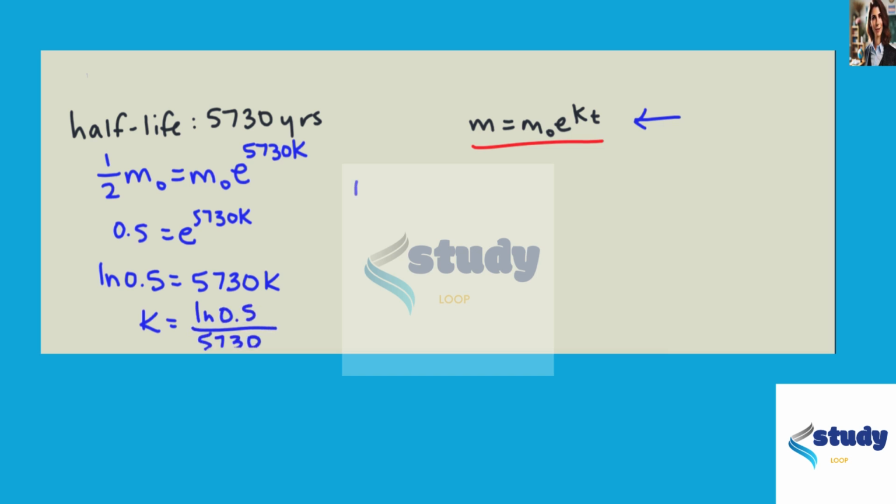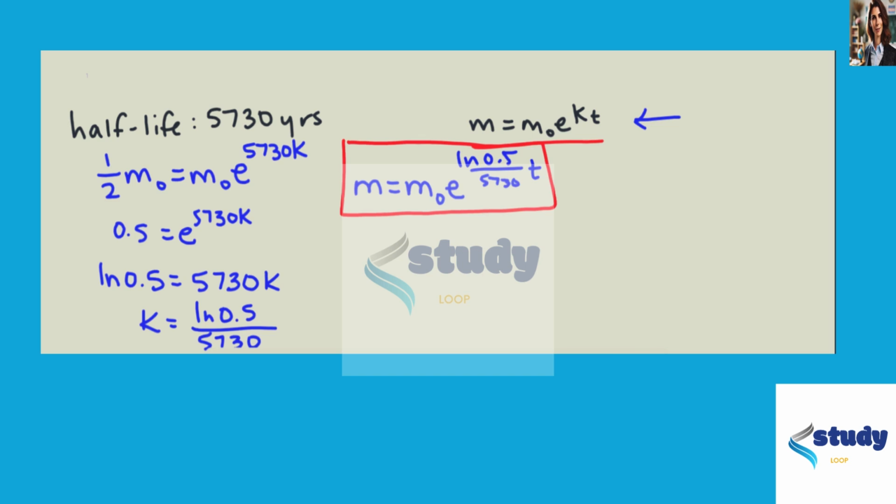So that goes into the model, and now our model is m equals m naught e to the natural log of 0.5 over 5,730 times t. So we're going to use that model as we move forward.